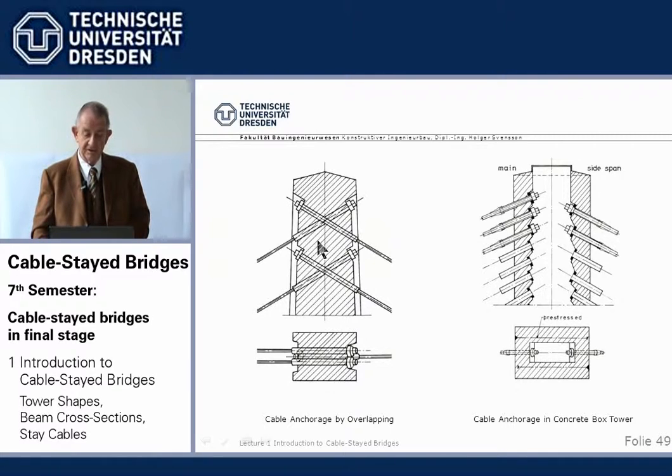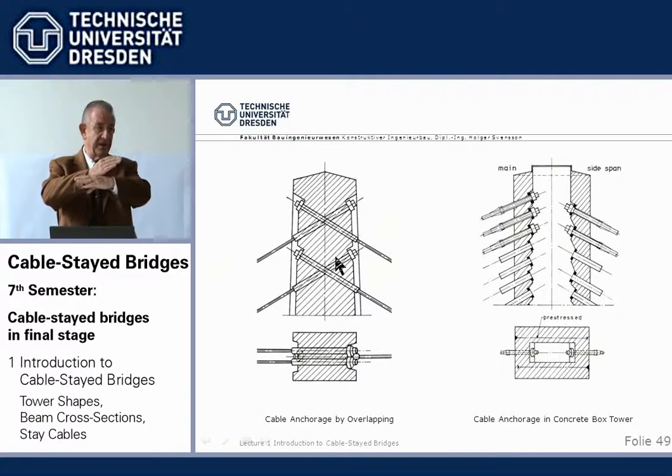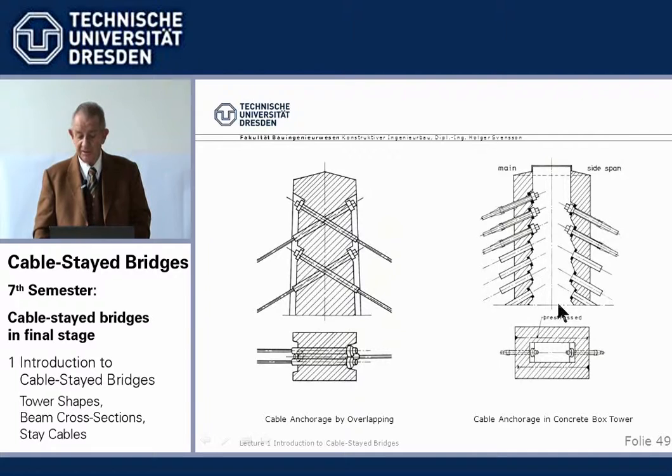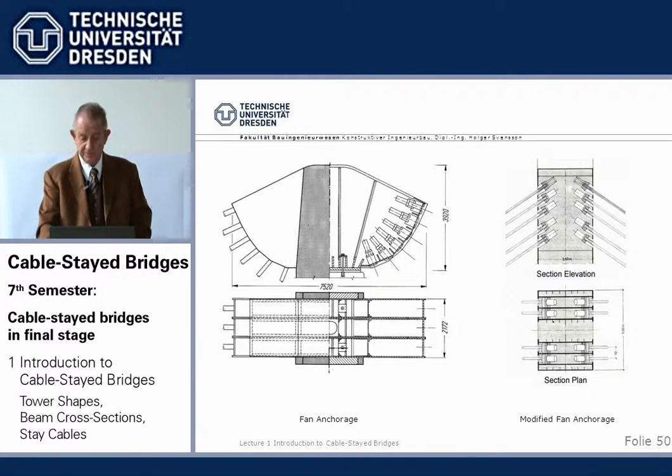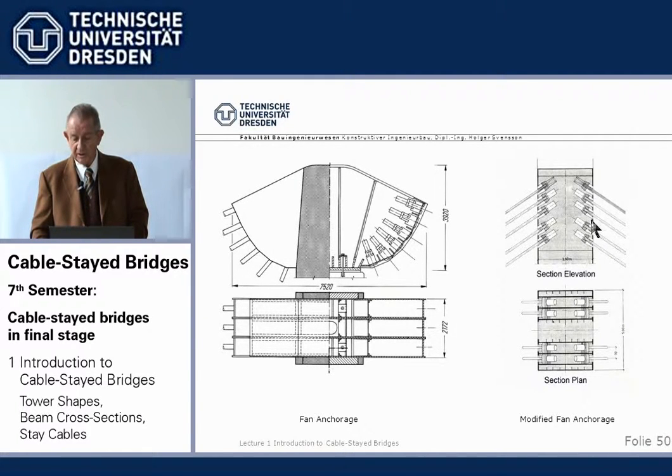At the towers, in concrete, we can overlap them, rarely done, I have one example, to anchor them in compression, or we anchor them inside a concrete box. Then we need some post-tensioning to take up the horizontal component. We can use steel plates to anchor them in steel towers, or spread them over the depth there as an intermediate system.